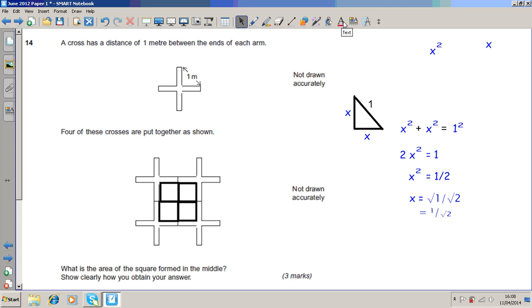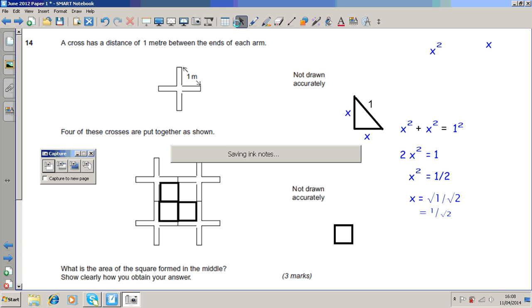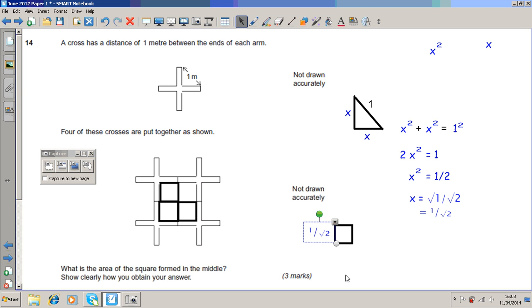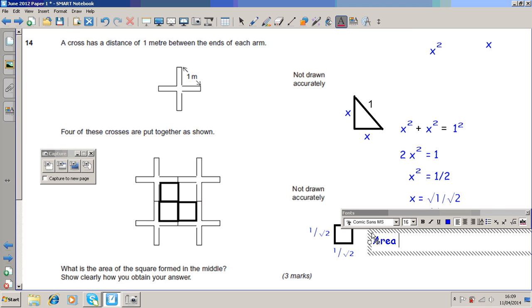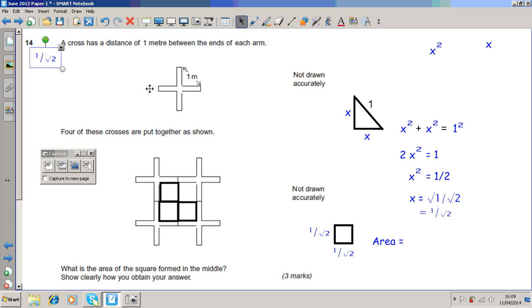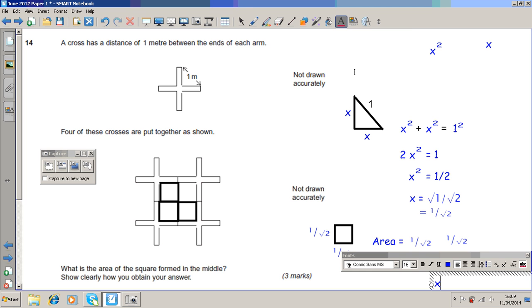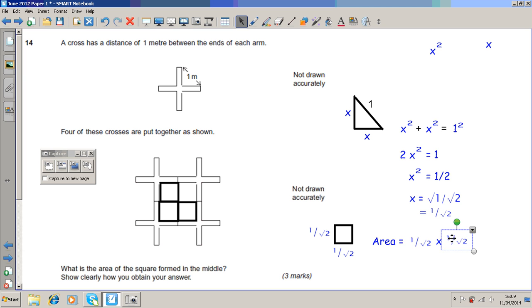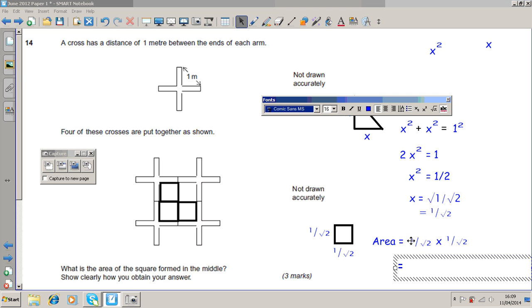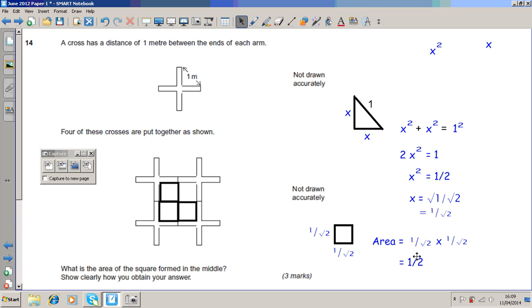So now to work out the area of the triangle, so the area of the square there, I know that length there is 1 over root 2. I know that length there is 1 over root 2. So to work out the area, I'm going to times them two together. It's going to be that multiplied by that. And to multiply fractions, you just times the top numbers together and the bottom numbers together. So 1 times by 1, that's easy, that's 1. And root 2 times root 2 is root 4, which is 2. So the area of each square is equal to a half.